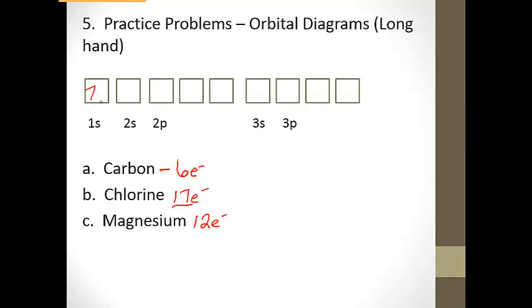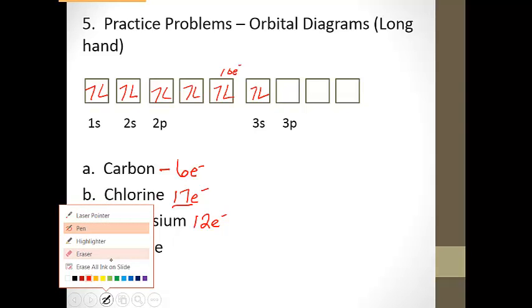So again, we have to start with 1s. We have to put our 2 in there, going opposite spins. And now we have 4 electrons being used up. And that takes us to the 2p orbital. And so we're going to need all 6 of those. Now we're at 2, 4, 6, 8, 10. And we have 2 electrons left, and so that means that we need to place both of those with opposite spins there in our 3s orbital for our total of 12 electrons. We didn't need the 3p orbital at all for that one.